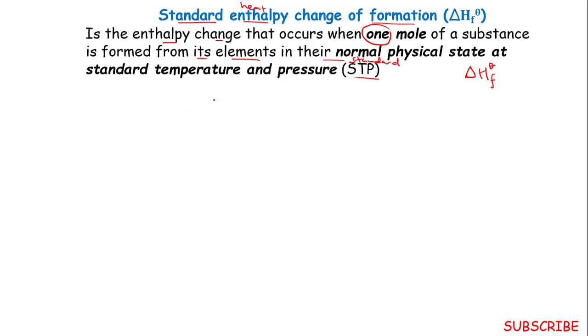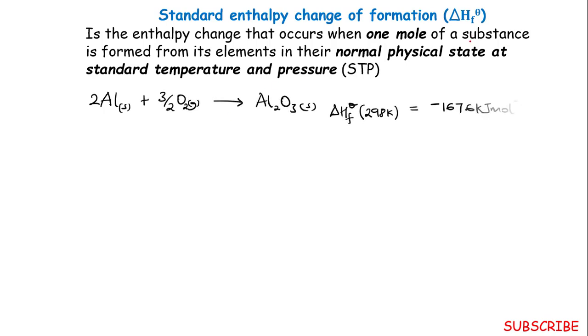So what do we mean by that? First thing, we have to produce 1 mole of that substance from its elements in their normal physical state. Let's look at an example of aluminium oxide. So we want to produce aluminium oxide as our substance. All we need to know are the elements that make it up. They are basically aluminium and oxygen. So we shall have to get aluminium in its standard form, which is as a solid, and oxygen in its standard form at STP, which is a gas.